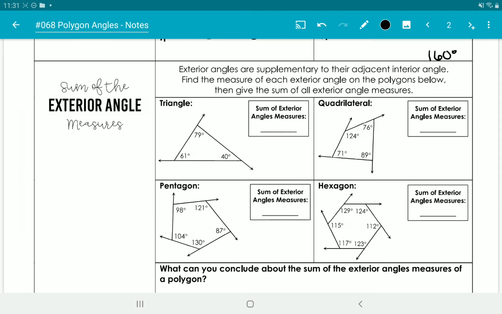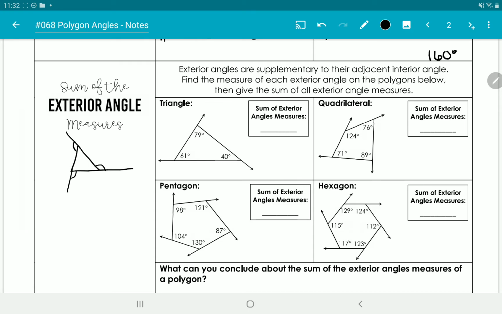So we've looked at the interior angles, the angles on the inside of each of these shapes. But now let's look at the exterior angles. If you draw a shape and extend one of the sides, the angle created is the exterior angle.